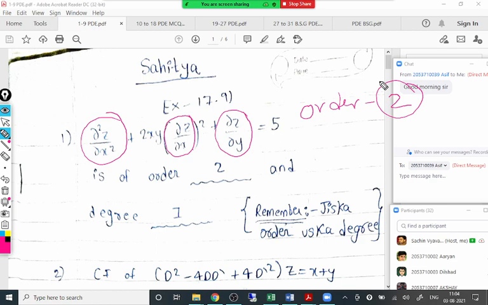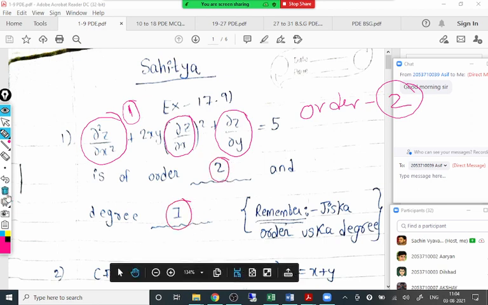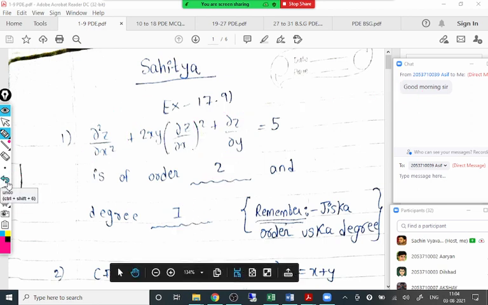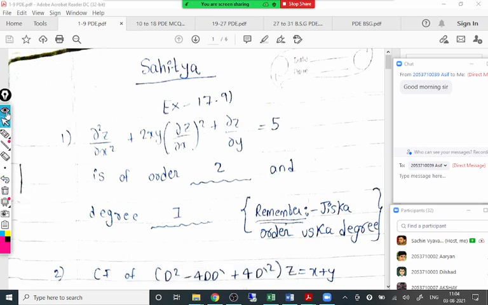And then the power of that highest order differential coefficient is the degree. Now ∂²z/∂x² has nothing written as a power, which means it is raised to 1, and that becomes the degree. So the degree is 1 and the order is 2, and that's written correctly. It's a second order and first degree differential equation.